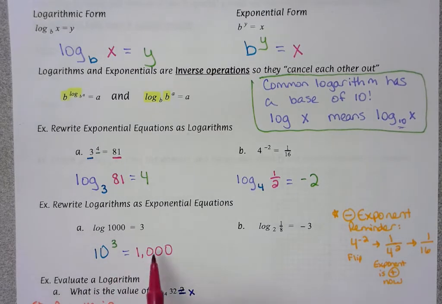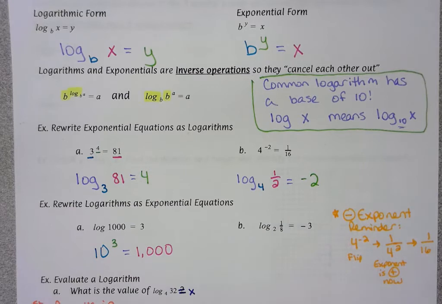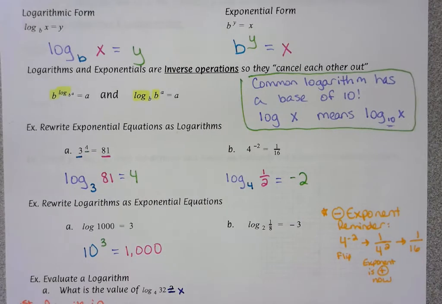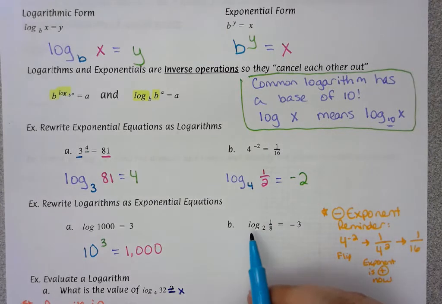So does 10 to the third equal 1,000? If you do that in your brain or a calculator, yes, it does. So you can double check that one. Now over here, we're going to change it.